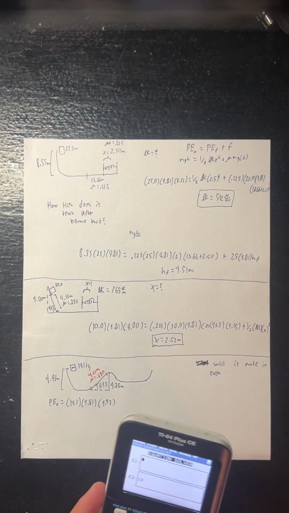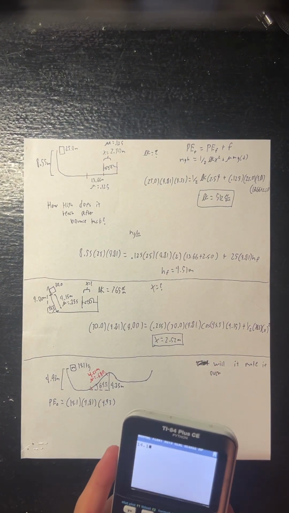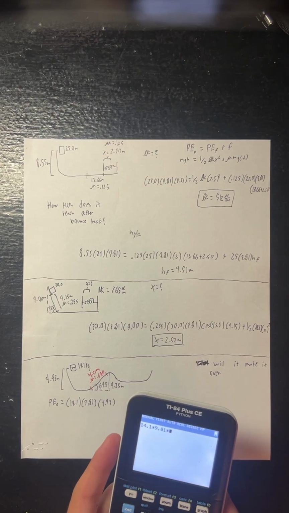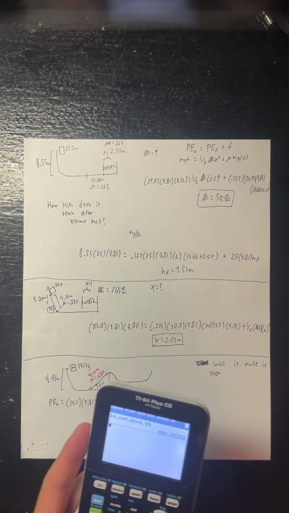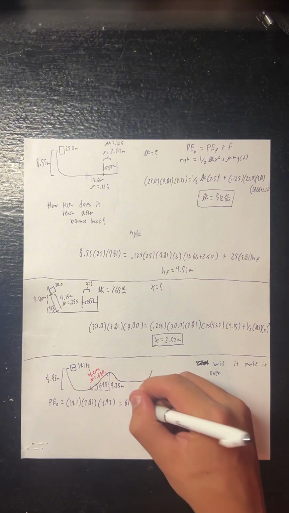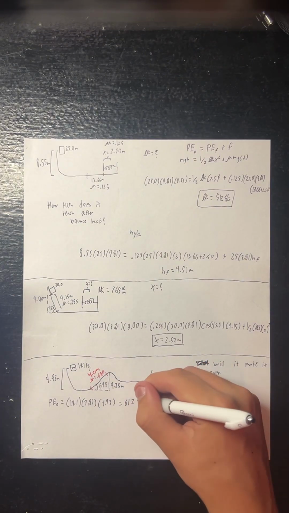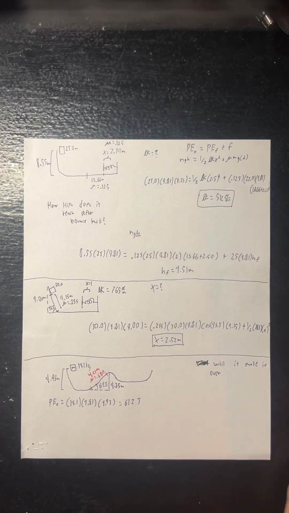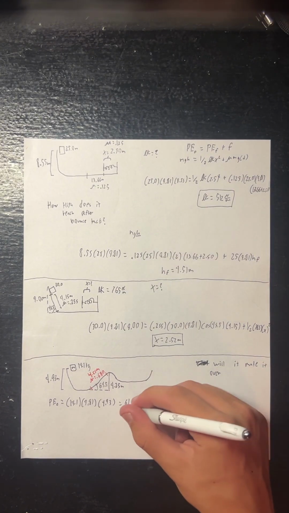And let's do that. 14.1 times 9.81 times 4.93. We get 682 joules, right? That is our potential energy, and that's what we're starting with, right?